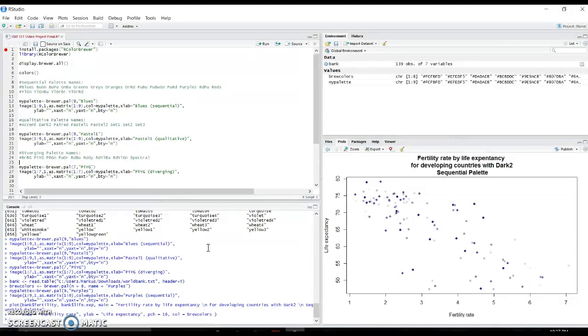RColorBrewer is an R package that allows you to choose color schemes for figures that you construct in R. The original ColorBrewer was designed by Cynthia Brewer and Mark Harrower. It was originally designed for maps, but has transitioned to traditional data graphics.